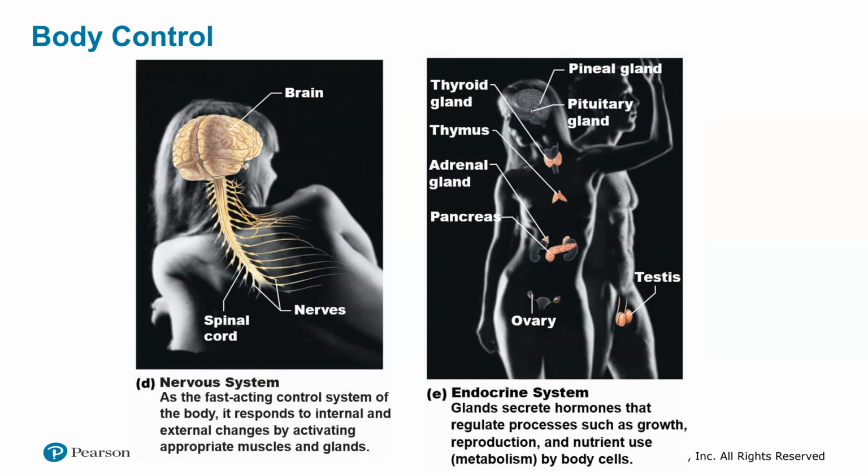Endocrine system, another system of control, includes endocrine organs or glands. That's how we call them. Examples: pineal gland, pituitary gland, adrenal gland, and even ovaries and testes are considered to be part of the endocrine system because they produce hormones: estrogen, progesterone, testosterone. So glands secrete hormones that regulate processes such as growth, reproduction, and nutrient use or metabolism by body cells. So nervous and endocrine are both control systems.